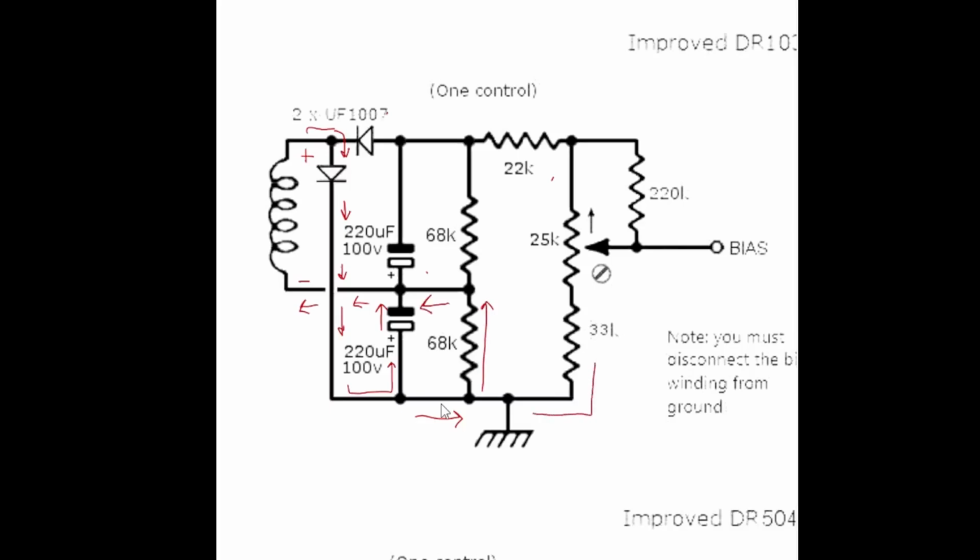And similarly, some will go up here. Some will split off in this direction, depending on the resistance and the setting of our bias pot, to come back to here. But remember, it wants to get back to this negative point, so it's actually going to come this way. And this capacitor will not be charged. Okay, so now let's look at what happens when we have the other side of the sine wave.